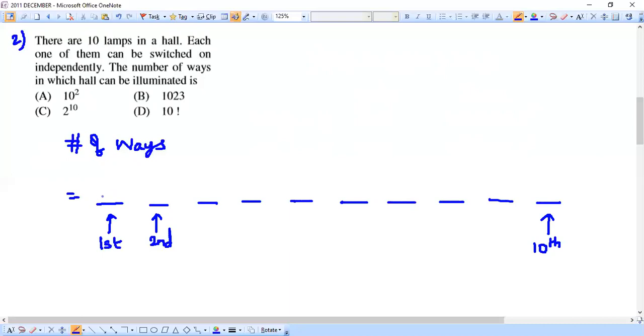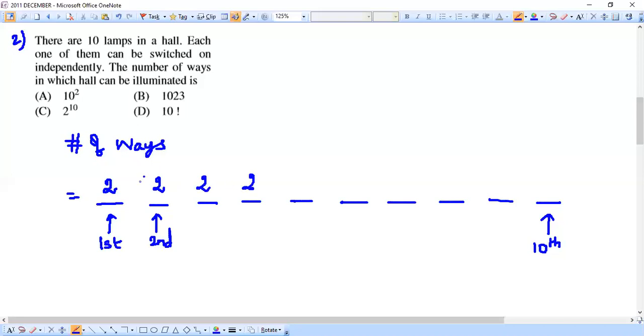In other words, I can either switch on the lamp or keep it off. Whether I can light it or I can leave it without switching it on, I can just keep it in off status itself. That means I can have this lamp in two ways. Either I can switch it on or keep it off. Same way, the second lamp also, either I can switch on or keep it off. Same way, third one, two ways, fourth one, two ways, and so on.